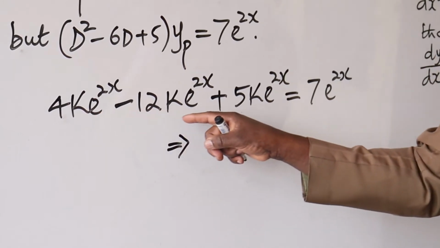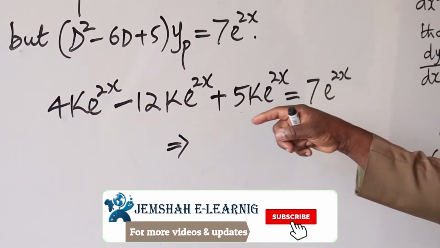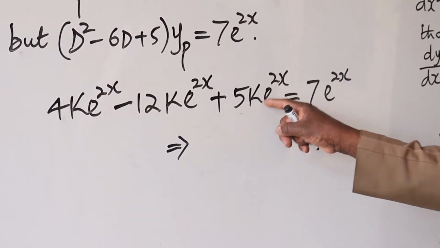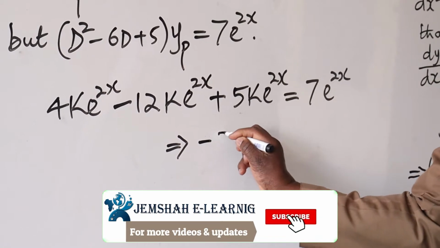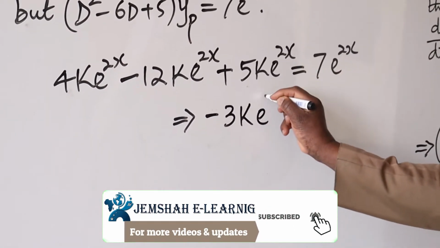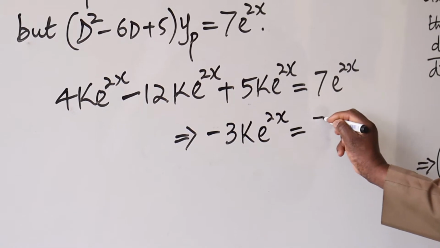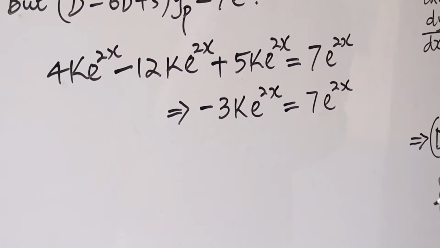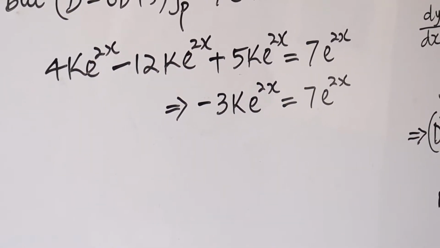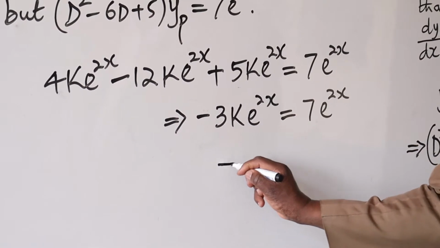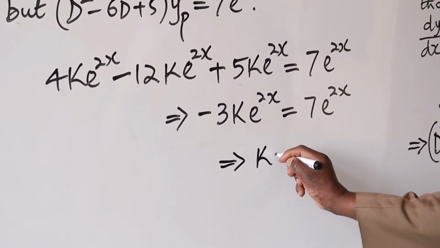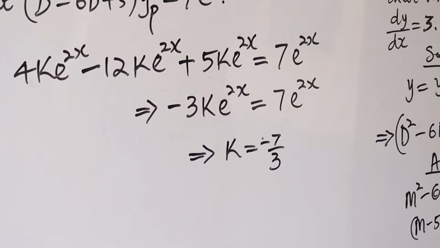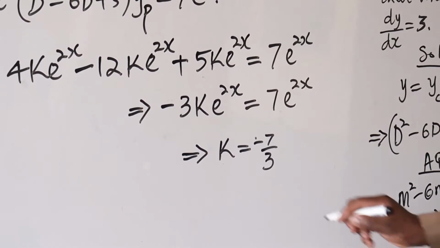We add all this because they are the same, so we add their coefficients, 4k minus 12k plus 5k. We get minus 3k exponential 2x. This is equal to 7 exponential 2x. Dividing by minus 3, our k is equal to negative 7 all over 3.